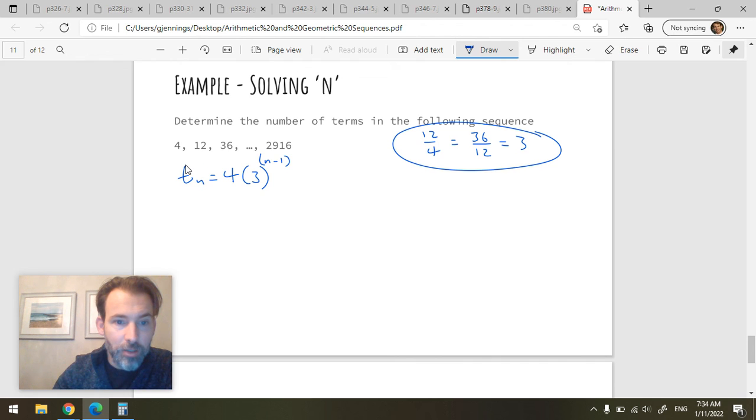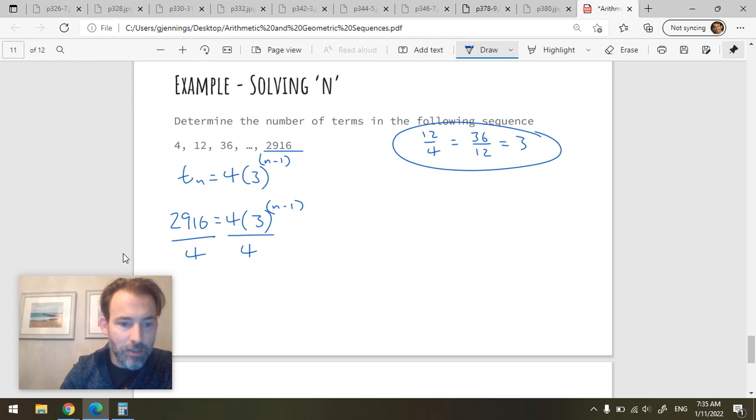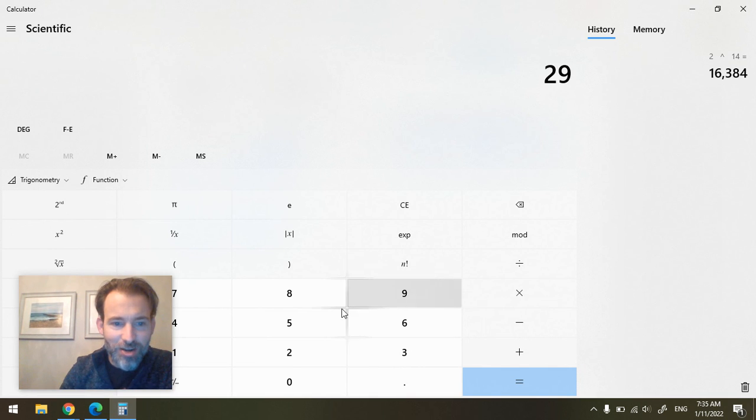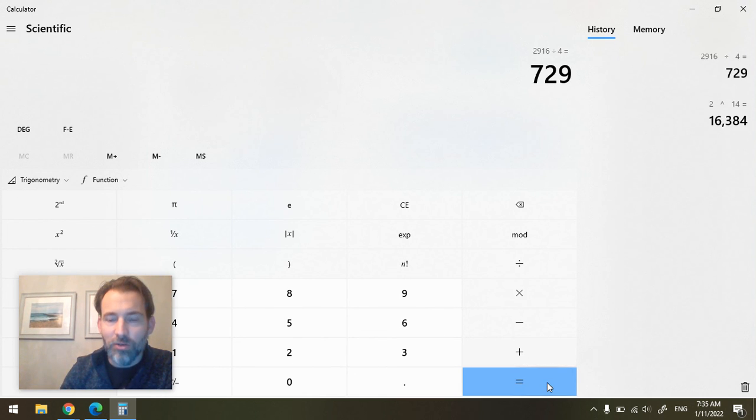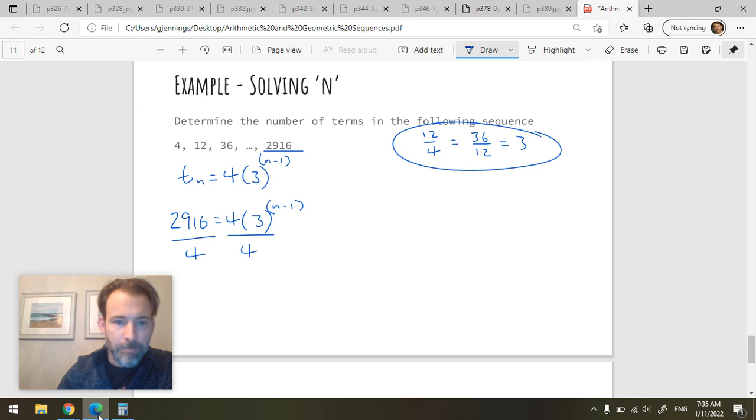So I put the ratio there, I put the first term there, and then I say, what number is that? Well, let's find out. 2916 equals 4 multiplied by 3 raised to the power n minus 1. Okay, and now let's divide both sides by 4. And we get 2916 divided by 4, which gives us 729. Okay, 729 equals 3 to the n minus 1.